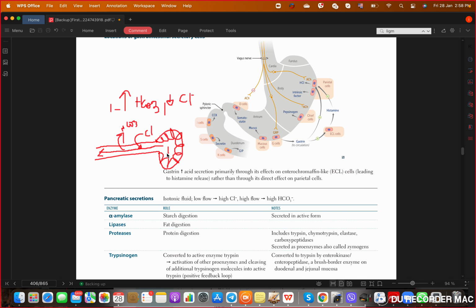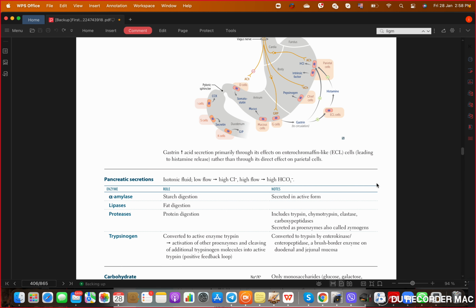So during the gastric phase of digestion of the food, you are going to have low flow, high chloride. But during the duodenal phase, you are going to have high flow, so that means high bicarbonate. Make sense? Actually, this concept is kind of difficult. It's good that you understood it quickly.